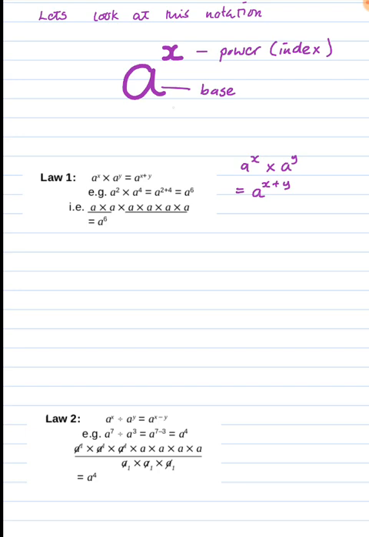But if the bases were different, let's say you have a to the power of x multiplied by b to the power of y, because we have a and we have b, the bases are not the same, so we are not able to apply this formula if they are in this state.